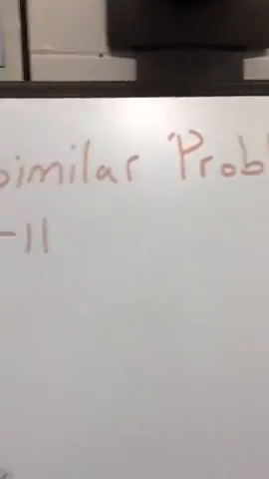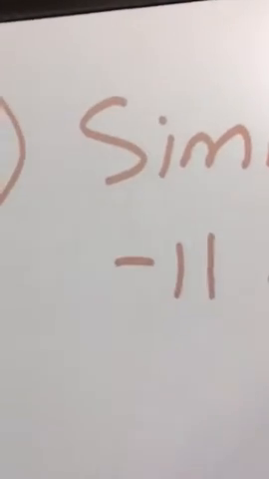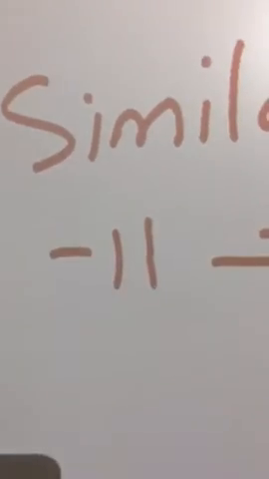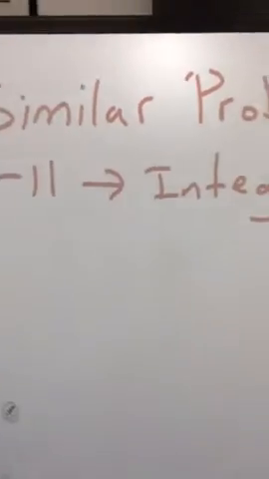All right. For the Venn diagram, all you need to do is know what integers are and what rational numbers are. So, a similar problem for number 5: I can use negative 11. Obviously, negative 11 is an integer.